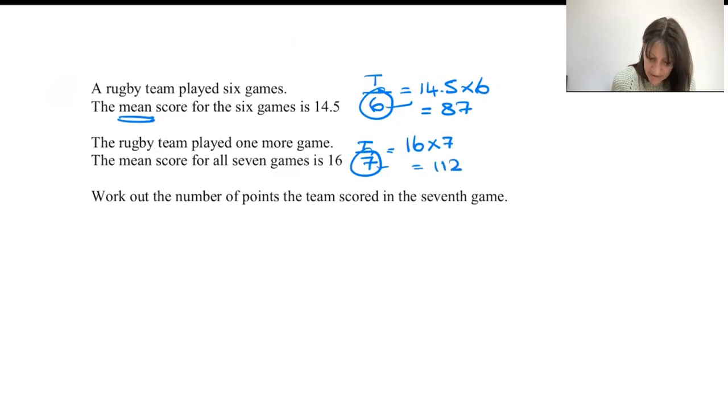I need to work out the number of points the team scored in the 7th game. So that is the total of the 7, take away the total of the 6. They scored 25 in their 7th game. Don't know why I said 2nd.